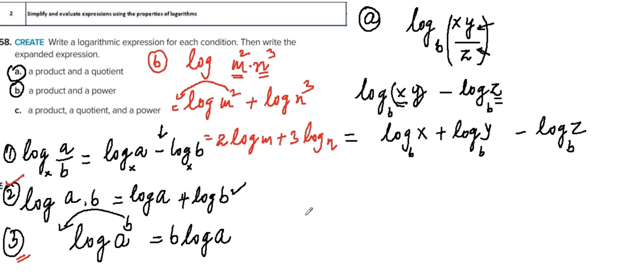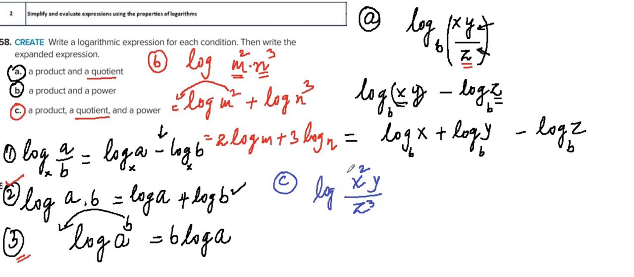So this is how we are using all these three properties. For C, they are saying product, quotient, and power. Product, quotient means divide. So I'm dividing Z here. Let us suppose I take the product x and quotient Z, and here is Y, and the power I'm taking here is 2, and here I'm taking the power 3. So this is product as well as quotient, and power is also there.